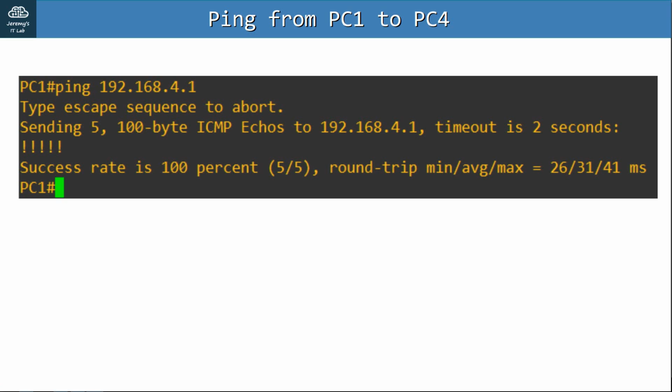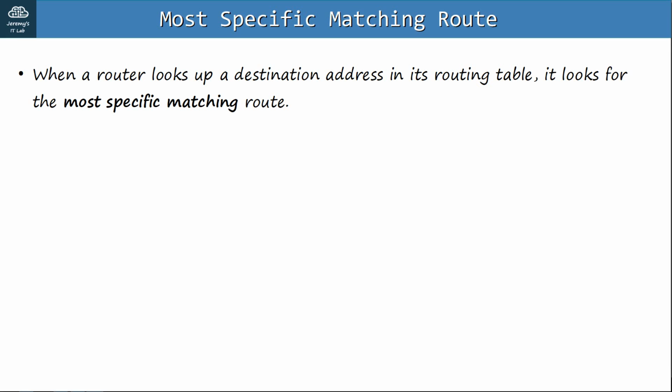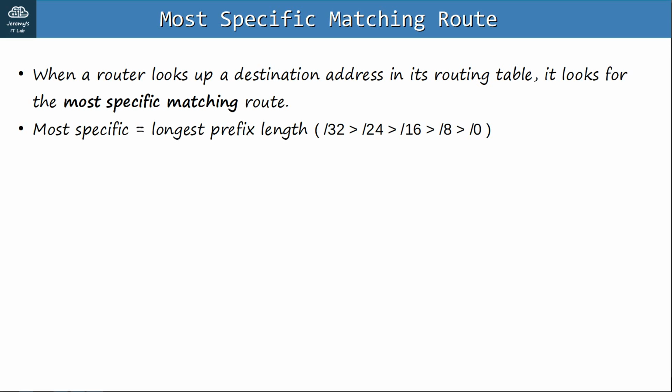Before reviewing and moving on to the quiz, let me clarify one point I mentioned before. Earlier, I mentioned that when a router looks up a destination IP address in its routing table, it looks for the most specific matching route. What does that mean? Well, most specific means the longest prefix length. For example, /32 is more specific than /24, /24 is more specific than /16, /16 is more specific than /8, and /8 is more specific than /0.